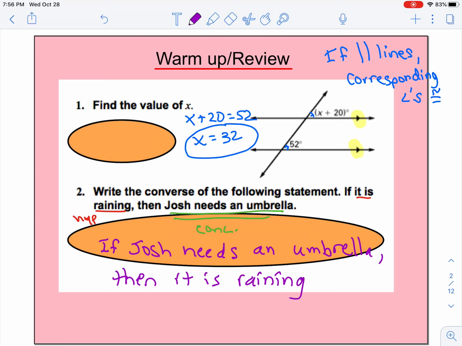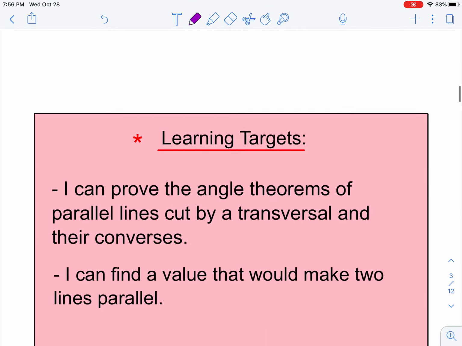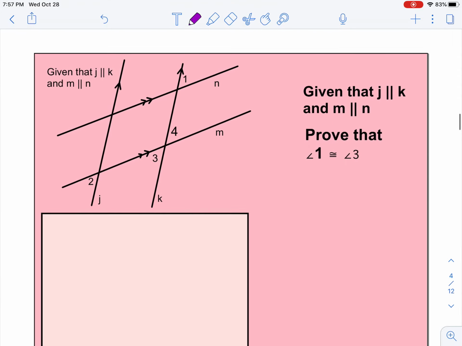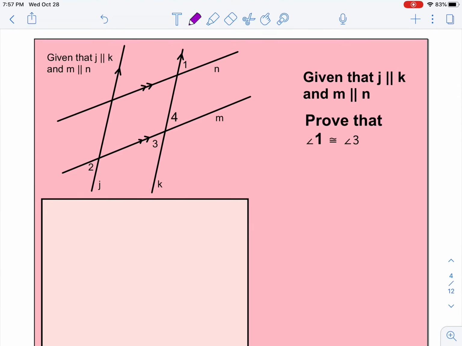what the converse is. So the converse takes the original hypothesis and conclusion in your conditional statement and it flip-flops them. So the hypothesis becomes the conclusion and the conclusion becomes the hypothesis. So the converse of if it is raining, then Josh needs an umbrella, is if Josh needs an umbrella, then it is raining. So we're going to prove angle theorems of parallel lines cut by a transversal and their converses. And we're going to talk about parallel lines theorems and multiple parallel lines.